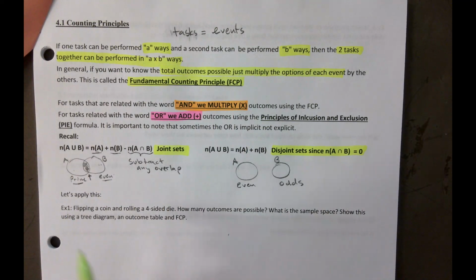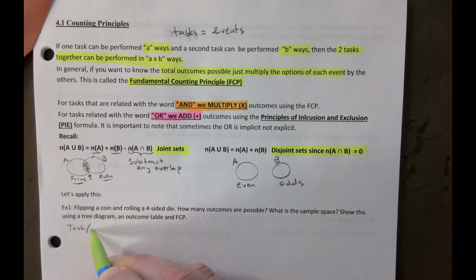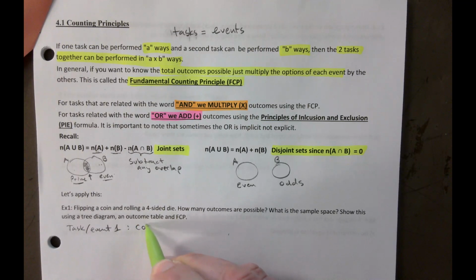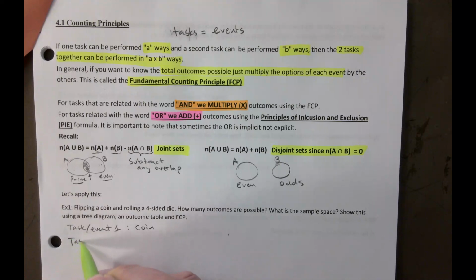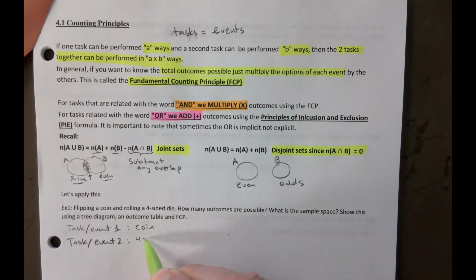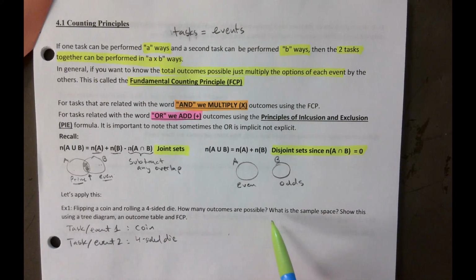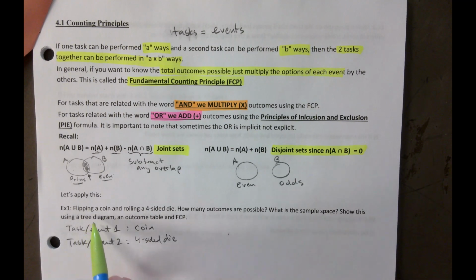So let's apply this. Flipping a coin and rolling a 4-sided die. Task/event number 1 would be the coin, and task/event 2 would be a 4-sided die. How many outcomes are possible? What is the sample space? Show using a tree diagram, an outcome table, and the fundamental counting principle.